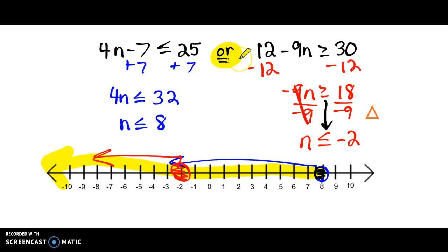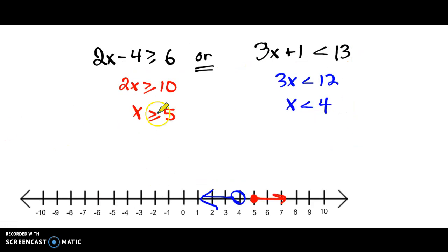It is possible with an or statement that you end up with something that looks like this, where our arrows are going in opposite directions. And so our final answer for that or statement would be anything that is greater than 5 or anything that is less than 4. So we have this little gap here in our shading in between 4 and 5, but every other number will work. So that would be for an or statement.